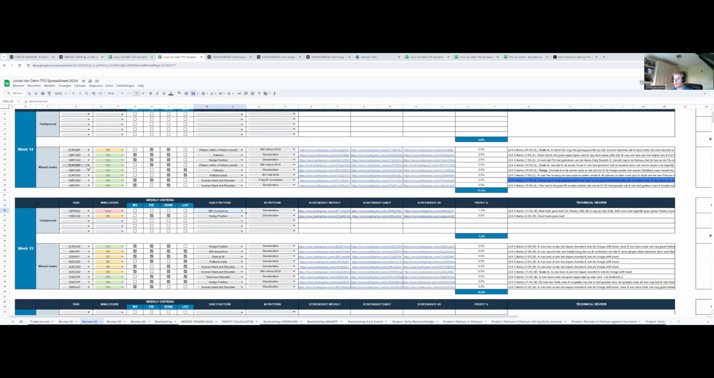I will go over GBPNZD, which was a loss last week, and USDCAD was a break even. So the first one, GBPNZD, which was a trading error. So I will go over the daily first.